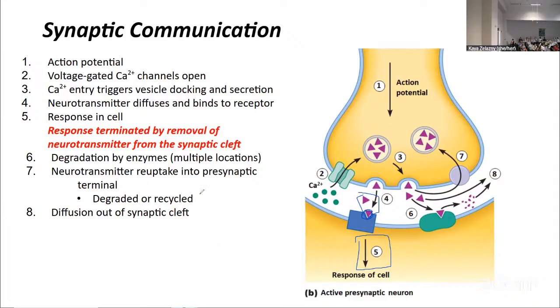So the rest of this is just about how we get rid of the neurotransmitter, right? So some neurotransmitters get broken down by enzymes, and then those chunks just kind of diffuse out of the cleft. Some neurotransmitters get pulled back into our presynaptic cells. So we're basically recycling.